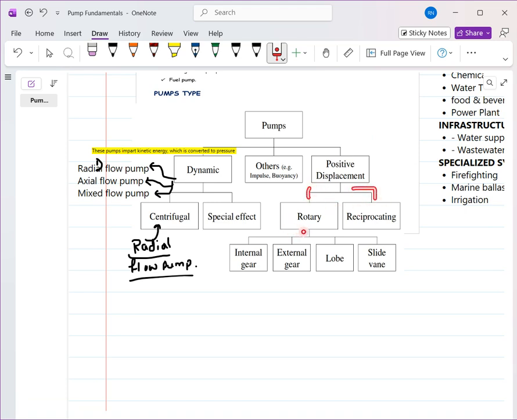Rotary and reciprocating. In rotary we have internal gear, external gear, lobe, slide vane, and the third is the screw type, right? So rotary pumps use rotating elements to trap fluid and move it from the suction side to the discharge side.